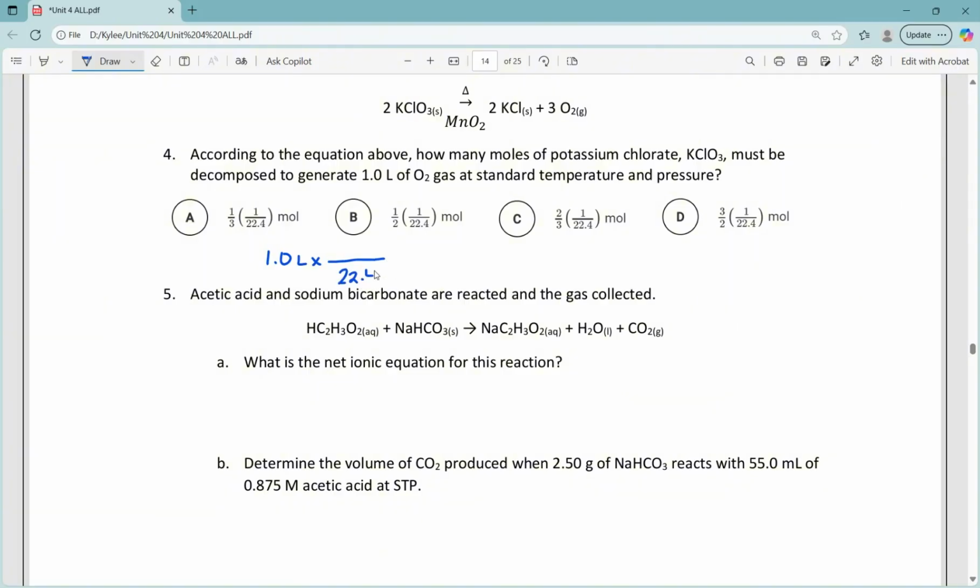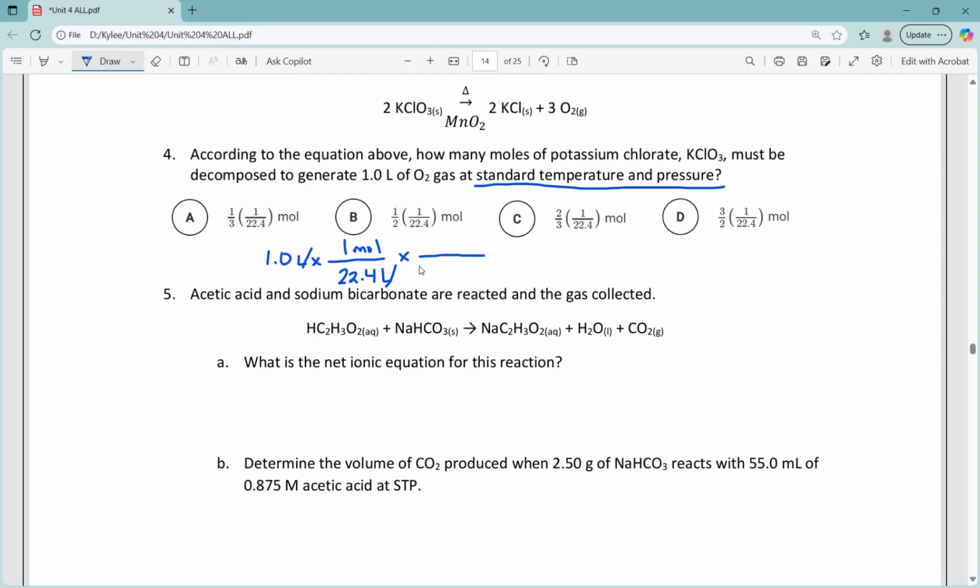22.4 liters of any gas at STP is going to be equal to 1 mole of that gas. So I can use 22.4 liters only if it specifically says I'm at STP. So one conversion is going to be the 1 mole over 22.4. So all of the problems have that part correct.